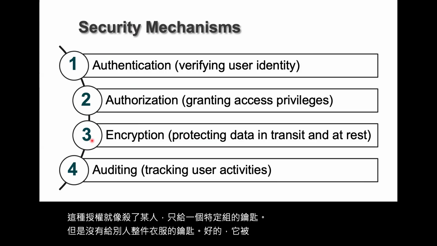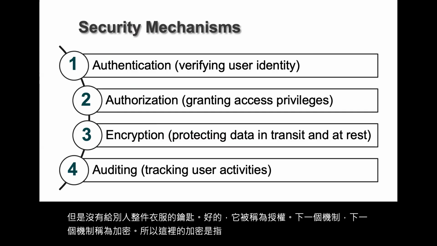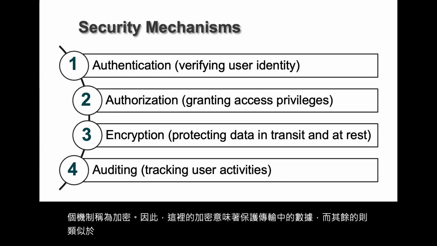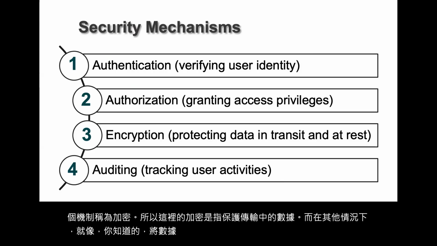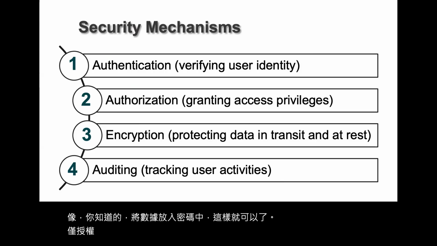The next mechanism is called encryption. Encryption means protecting the data in transit and at rest. It's like putting the data into a secret code so that only authorized people can read the data.